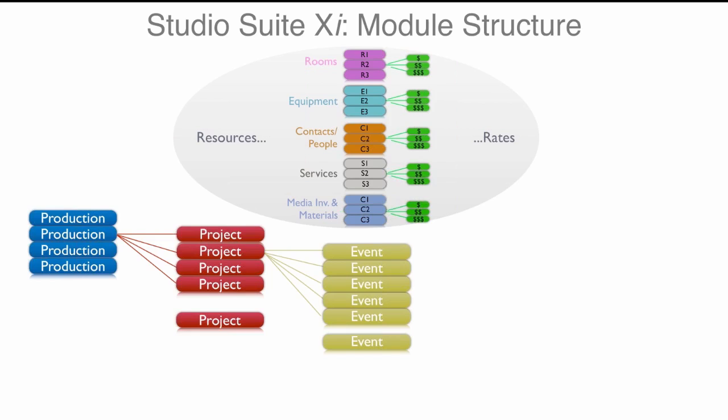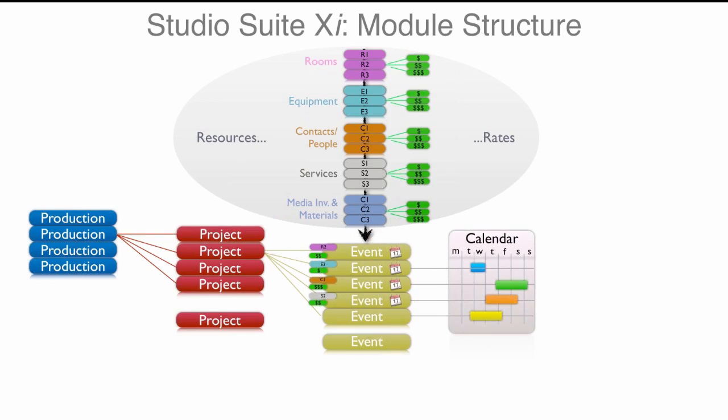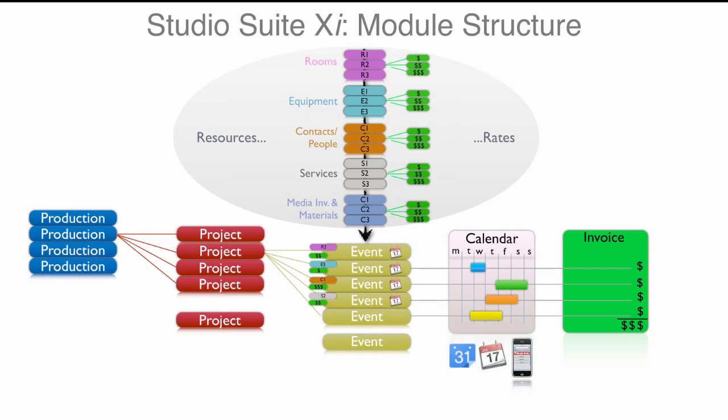So when you take those resources along with their rates and you apply them to a date and a time, that means you've got an event, and you've got a bunch of events within a project. And those events are what appear on the calendar. And those calendars can have that two-way sync again to Google Calendar, iCal, and also be visible on your mobile devices or just regular desktop. And then that is what flows out to the invoice. So that's kind of the flow of it.